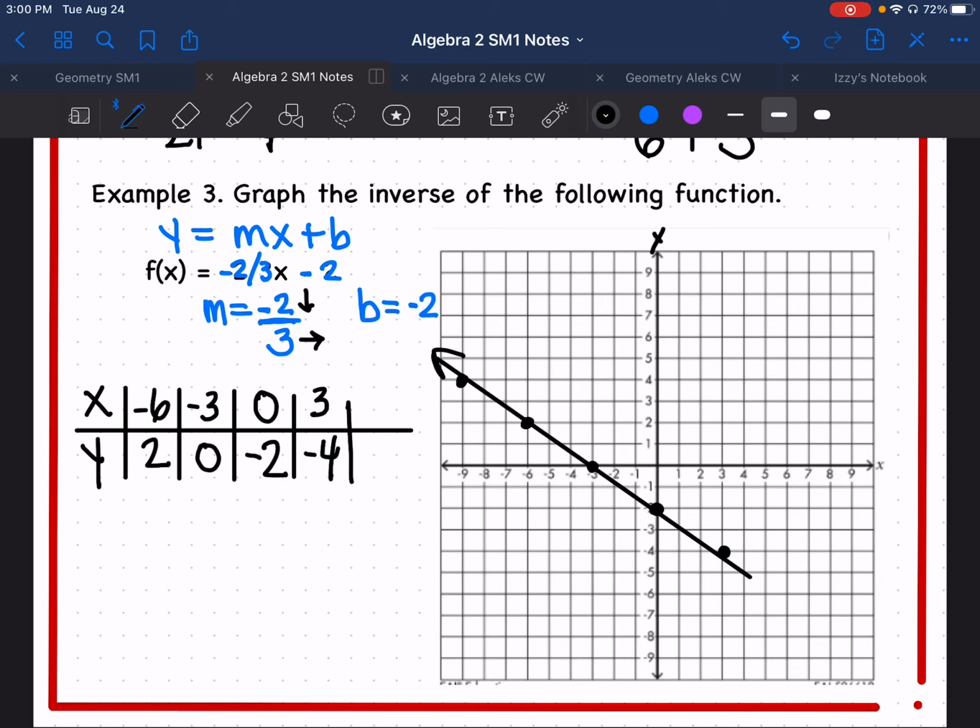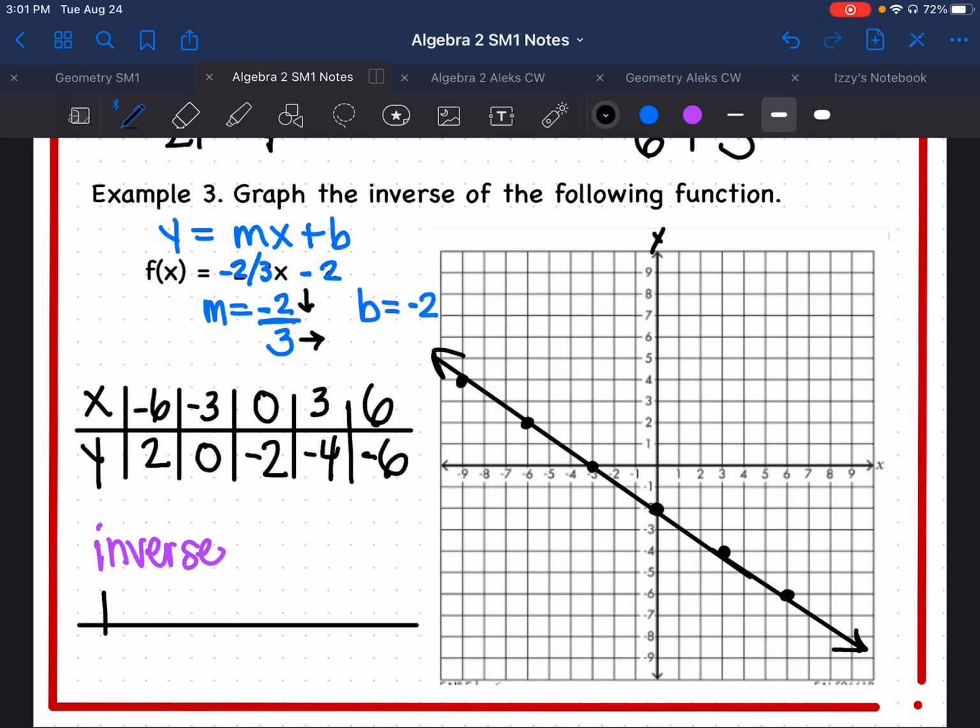Negative, or it should be 6, -6. There we go. Let me see if I can make the point, the line go. There we go. That's better. 6, -6. There we go. So now to simply do my inverse, remember all I have to do is switch my x with my y.